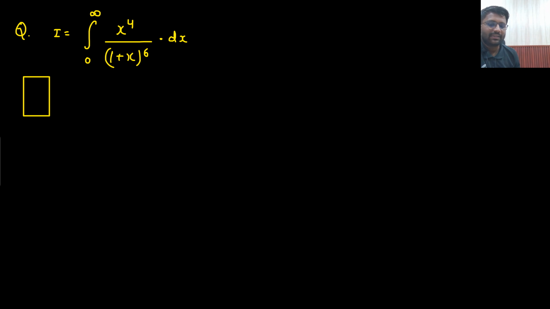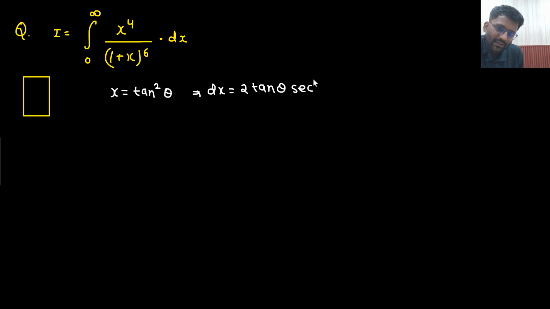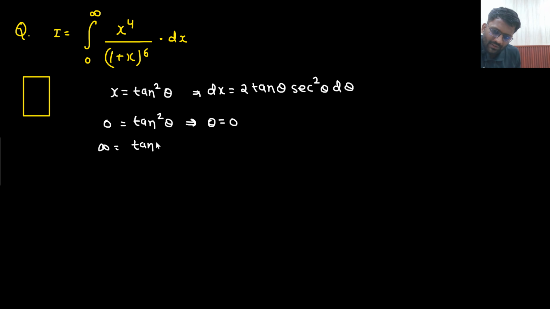1 plus x. That means I can put x equals tan square theta. Say yes or no. So what will be dx? dx will be nothing but 2 tan theta sec square theta d theta. If x is 0, then theta is also 0. If x is infinity, then theta is pi by 2.